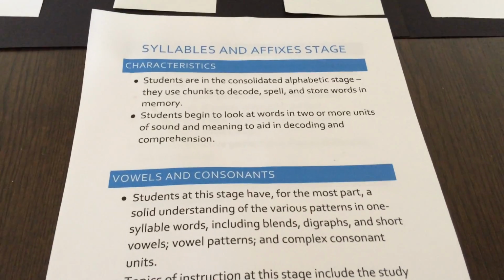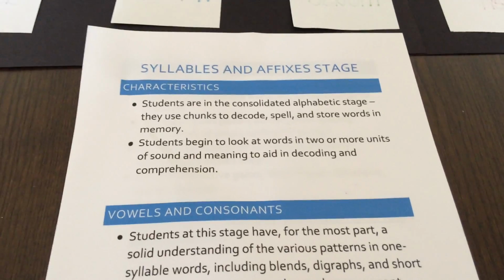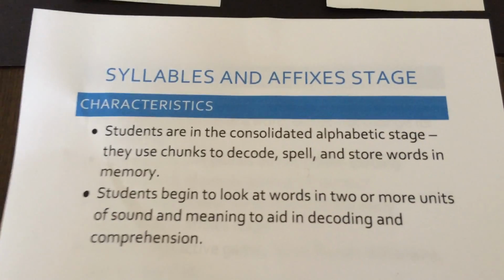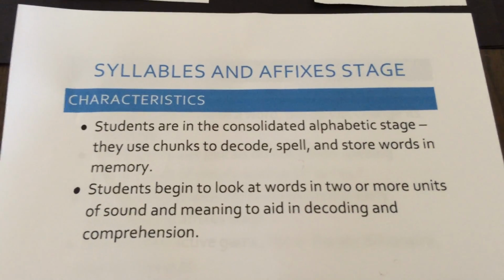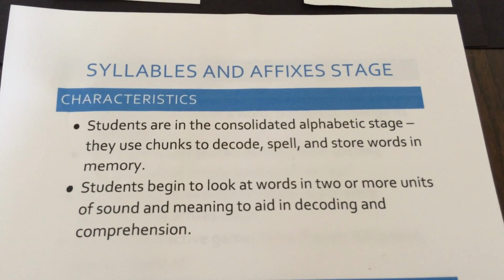Hi everyone, my name is Emily Sullivan and I'm here to talk about my 3 activities for the Syllables and Affixes stage. So the characteristics of students in this stage, they are in the consolidated alphabetic stage, which means they use chunks to decode, spell, and store words in their memory.